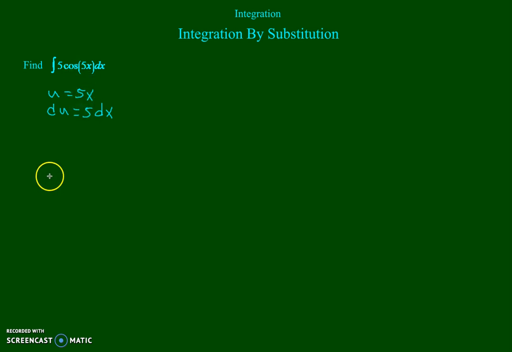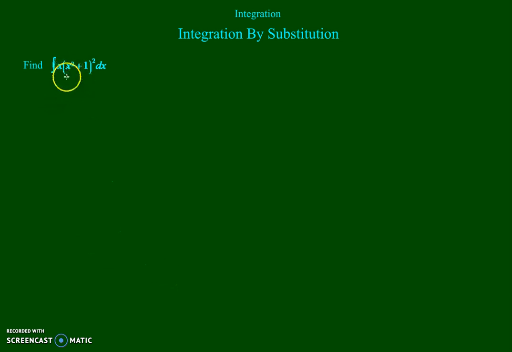So what we have then is the integral of cosine u du. And the integral of cosine is sine u plus c. Back substitute, we have sine of 5x plus c. Let's move on to the next problem.